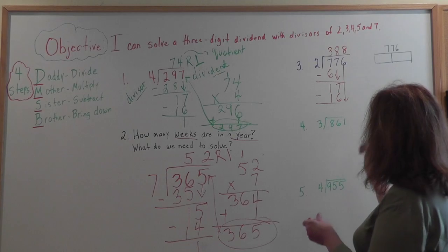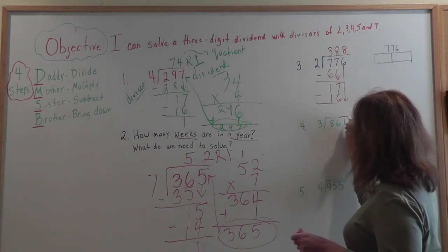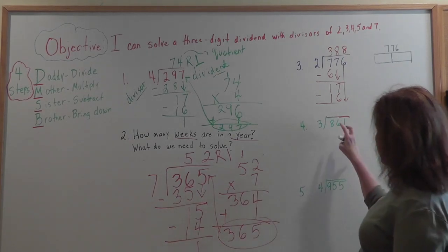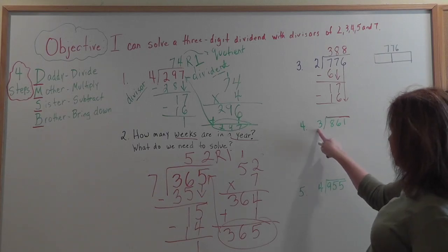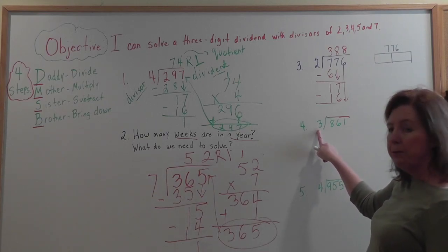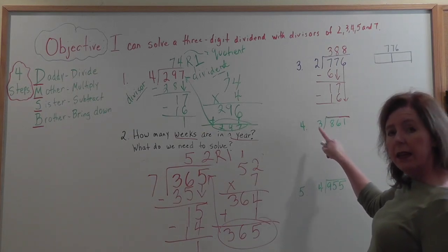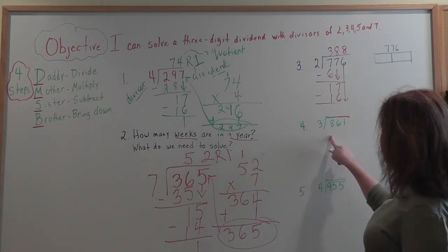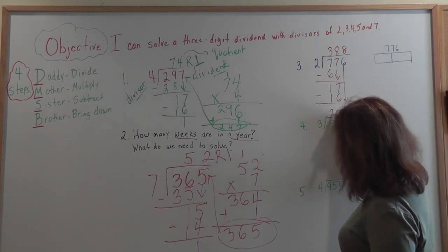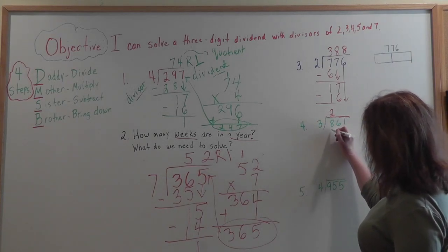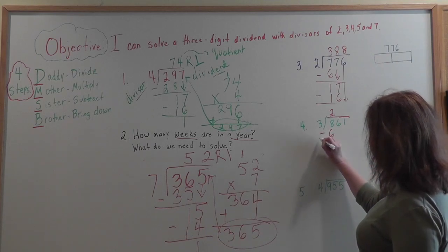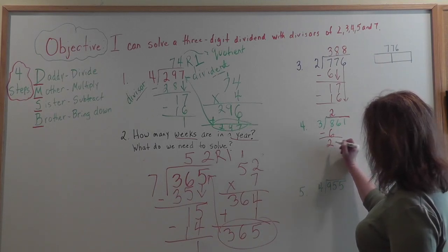Now let's divide 861 by the divisor 3. I think to myself, can 3 go into 8? Yes, it can go into 8. Okay? It can go 2 times. So 2 times 3 is 6. I subtract. I get 2.